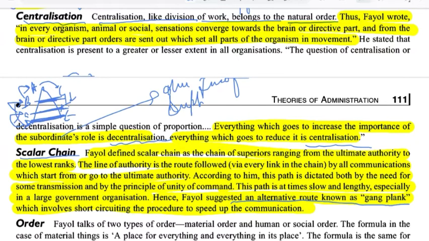Like D cannot coordinate with DB. It is a kind of short circuiting of the procedure to speed up the communication. That is why if there is a scalar chain, then communication is the lengthiest process. But gang plan is an alternative way to the scalar chain. Next is order.